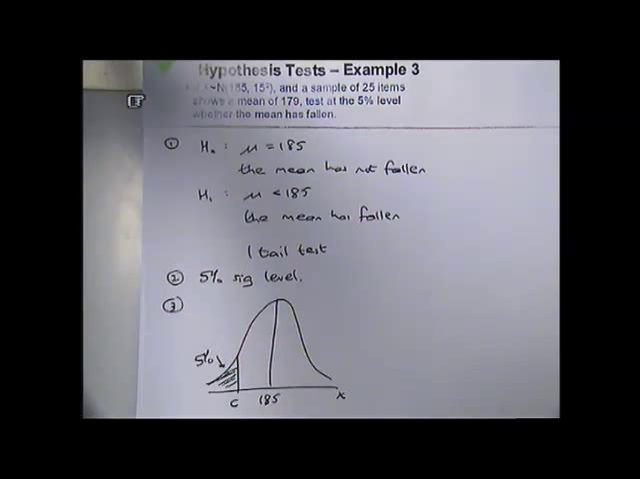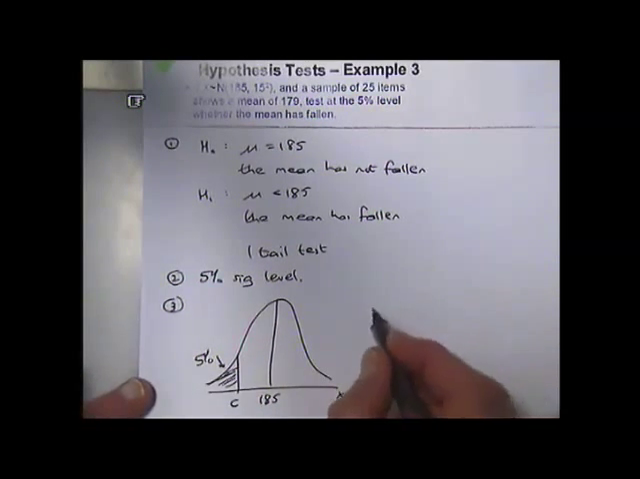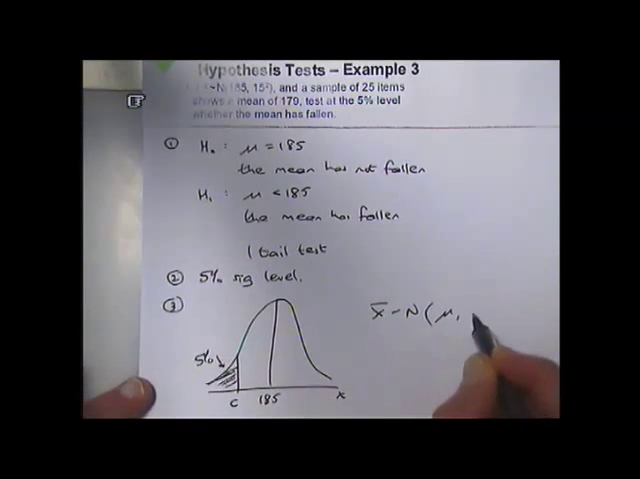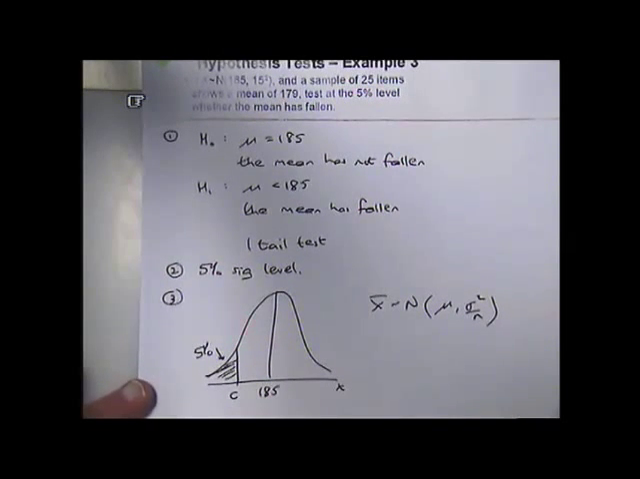So the next thing we need to do is work out the test statistic. Well, we're using the distribution of x bar. X bar is normal with mean mu and variance sigma squared over n. That's the distribution of x bar from the central limit theorem. So in this question, we're going to be basing our x bar on 185, because that's what's in the null hypothesis. Sigma squared is 15 squared. We had a sample of 25. So that's our distribution of x bar.